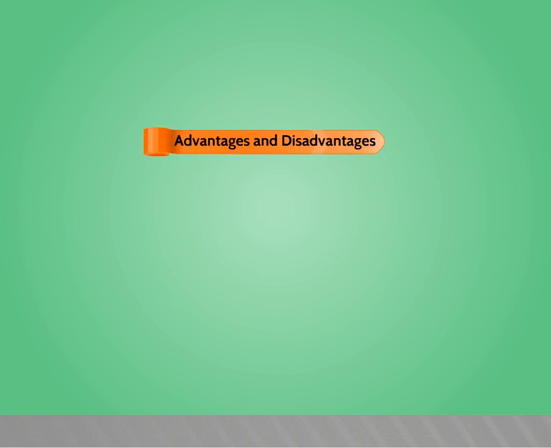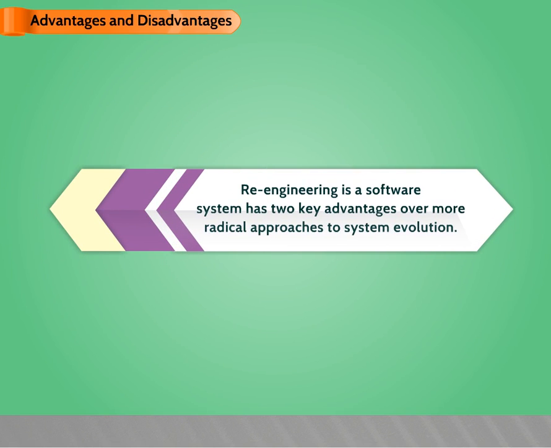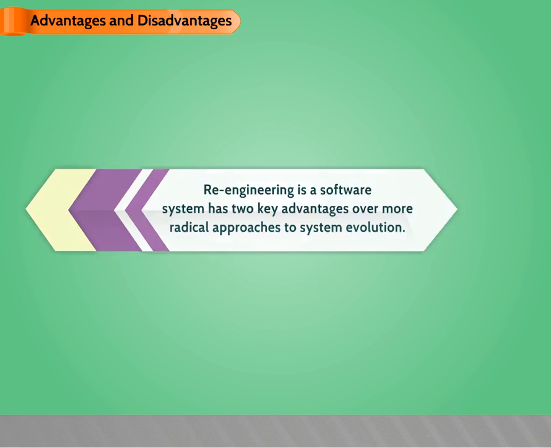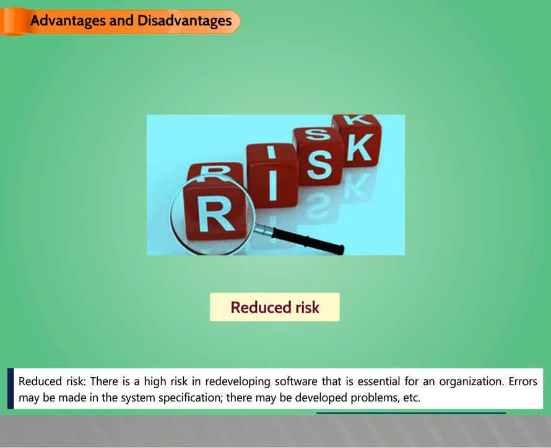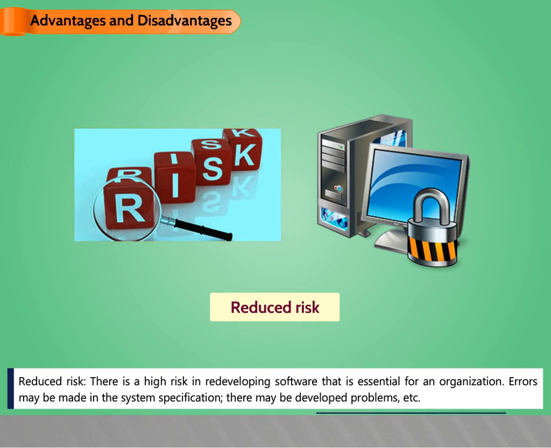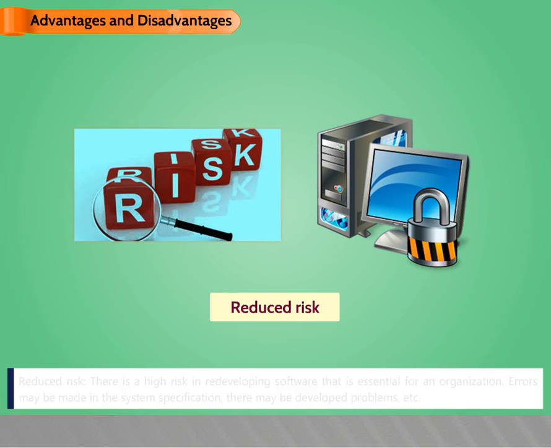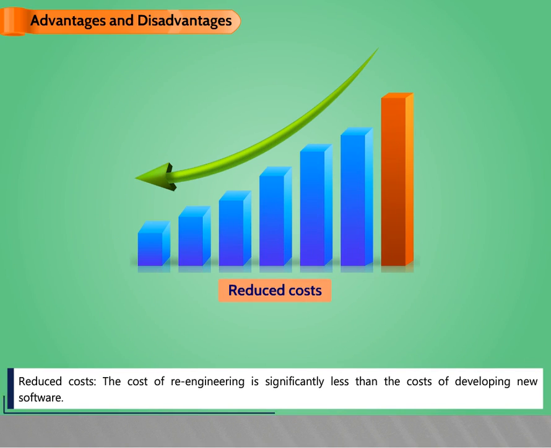Advantages and disadvantages. Re-engineering a software system has two key advantages over more radical approaches to system evolution. Reduced risk. There is a high risk in redeveloping software that is essential for an organization. Errors may be made in the system specification, there may be development problems, etc. Reduced cost. The cost of re-engineering is significantly less than the cost of developing new software.